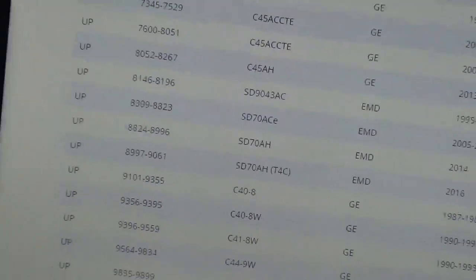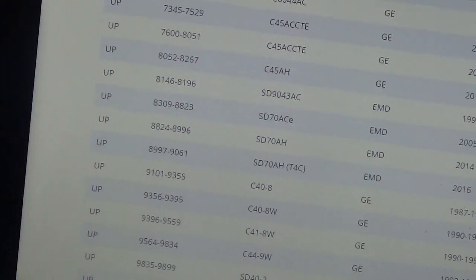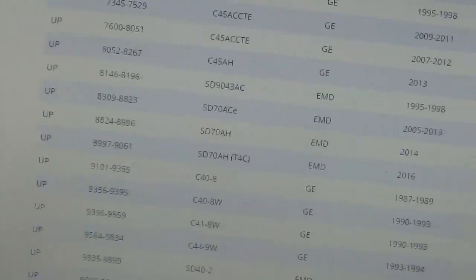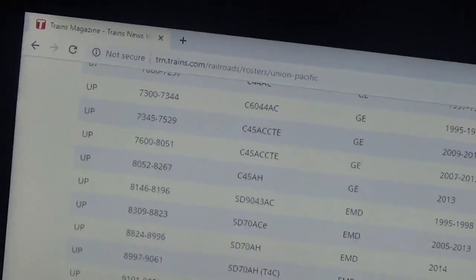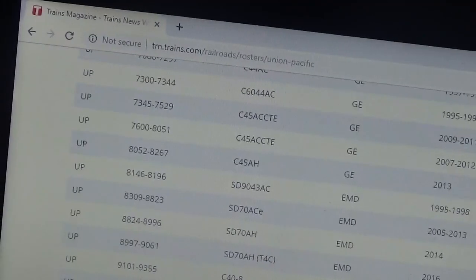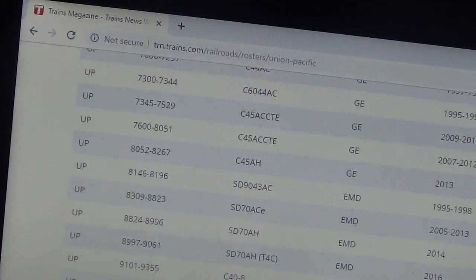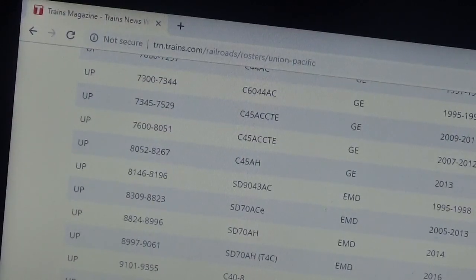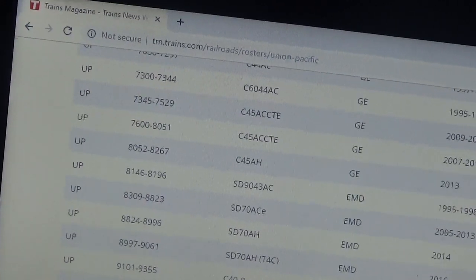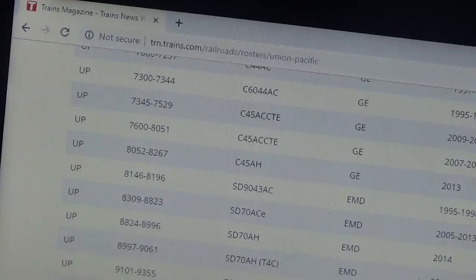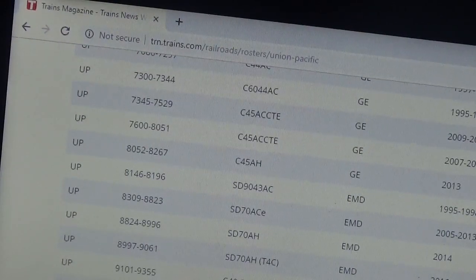But yeah, anyway, that is all for a locomotive roster. That's basically what is on a locomotive roster. So now that we've got that over today, and now that you know about locomotive rosters and what they show, we're going to move on to a defect detector.